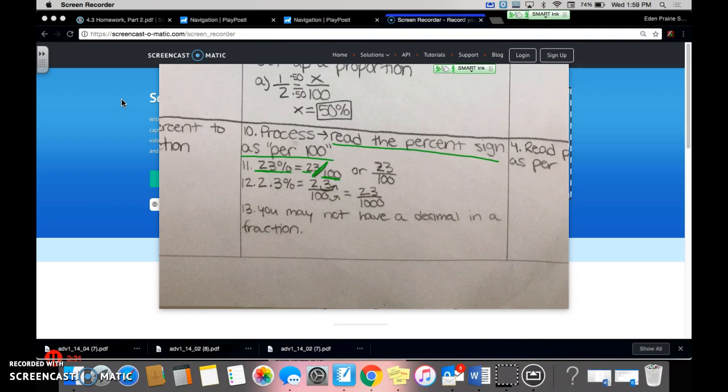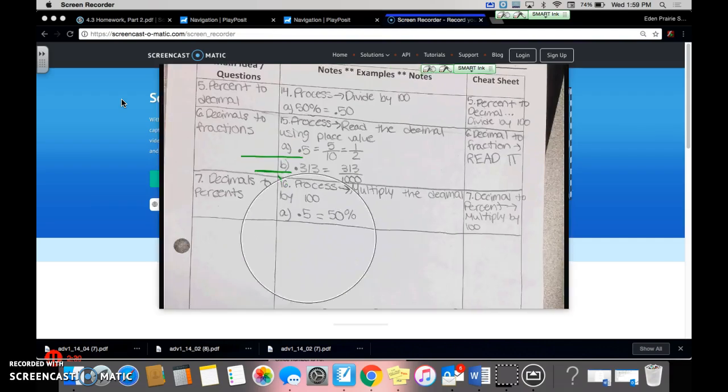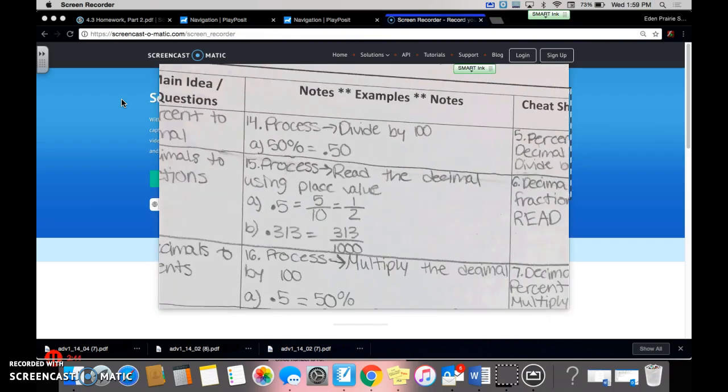Cool. Slide on. We're gonna ignore this part right here. I know you have that in your notes, but just forget about it. Slide on down. Did you skip one? No. Okay. What are we on?